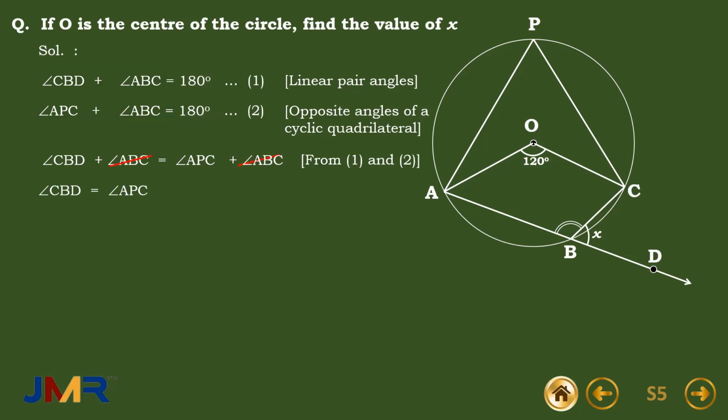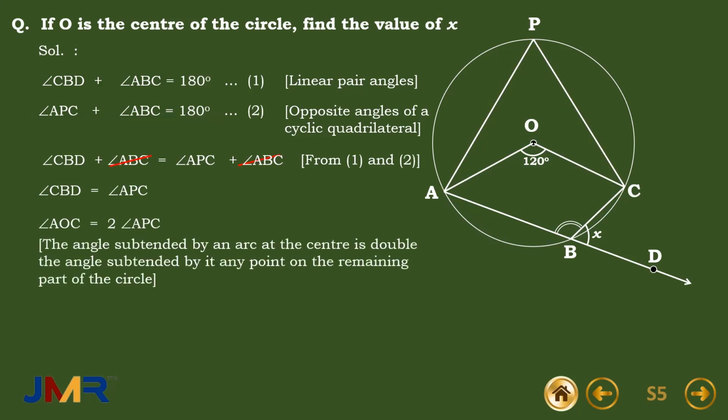Therefore, I need to find angle APC now. What is angle APC? The angle made by an arc at the center is double the angle made by the same arc at the circumference. Therefore, angle AOC is equal to twice that of angle APC. What is angle AOC? He has given 120 degrees. So 120 is equal to 2 times angle APC. Therefore, angle APC is equal to half of the 120, which is nothing but 60 degrees. As angle APC is 60 degrees, you can find angle CBD is also 60 degrees. That means the exterior angle is equal to 60 degrees. From this, we can conclude one interesting fact. The exterior angle of a cyclic quadrilateral is equal to the opposite interior angle.